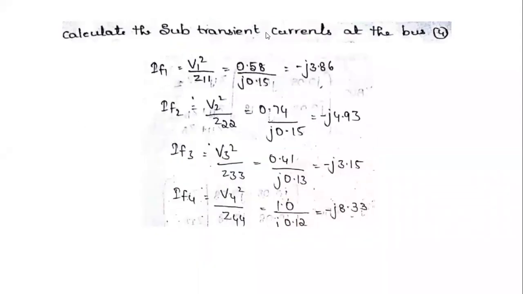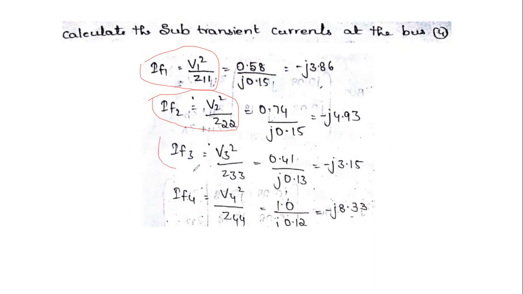Next, calculate the subtransient currents at the bus voltages. What is the formula for subtransient currents at faulted condition? IF1 is V1 square by Z11, where V1 means voltage at bus 1 during fault condition. This formula was already discussed in the previous slides. Therefore, IF2 is equal to V2 square by Z22, the voltage at bus 2 during fault condition by Z22. Next, IF3.